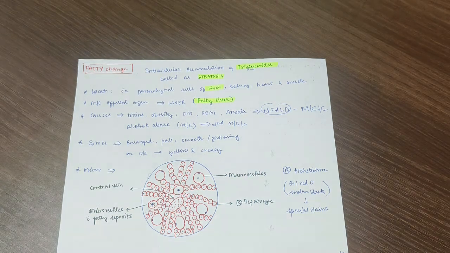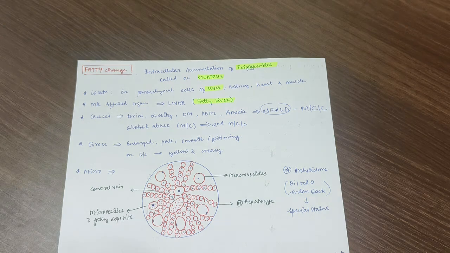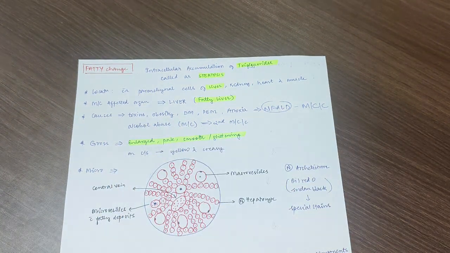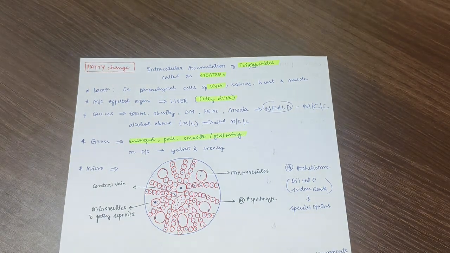Remember. So what is the gross pattern? The liver will look enlarged, pale, smooth and glistening because it is having so much fat. On the cut section it will be yellow because fat is yellow in color.